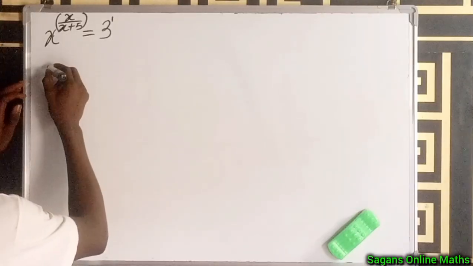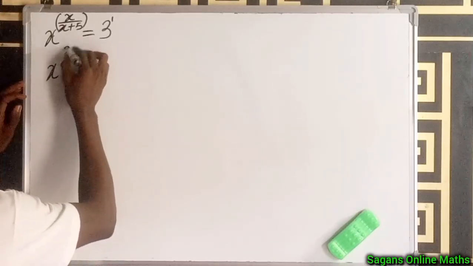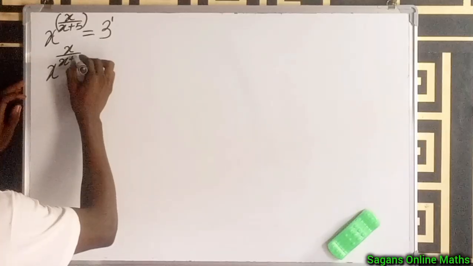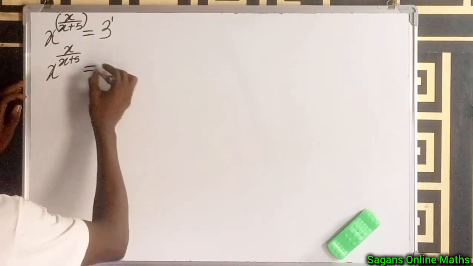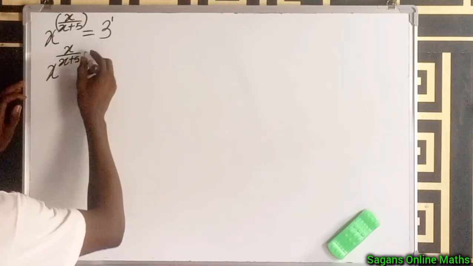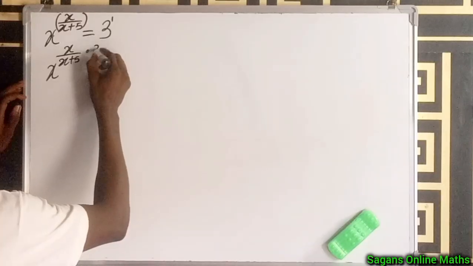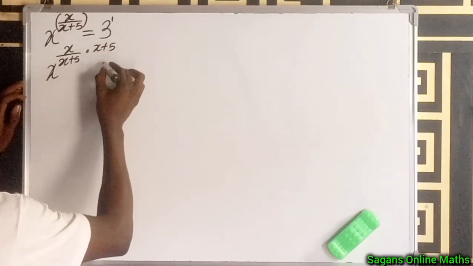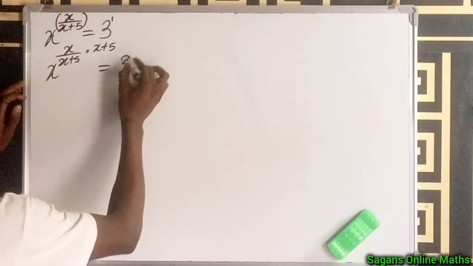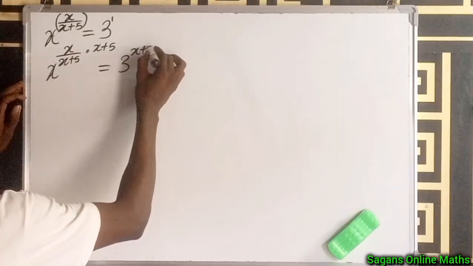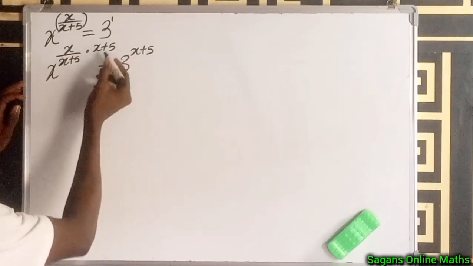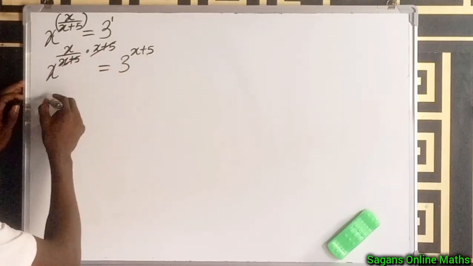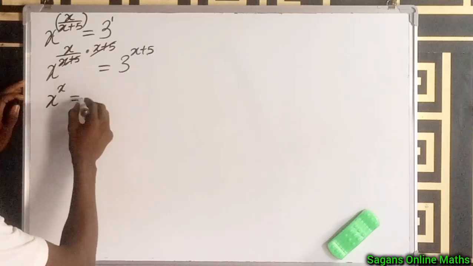So note that this is x to the power of x divided by x plus 5 equals 3. If we multiply here by x plus 5, because we multiply both powers by x plus 5, then multiply by x plus 5 here as well. Now we all agree that this will cancel out this. We are left with x to the power of x is equal to.